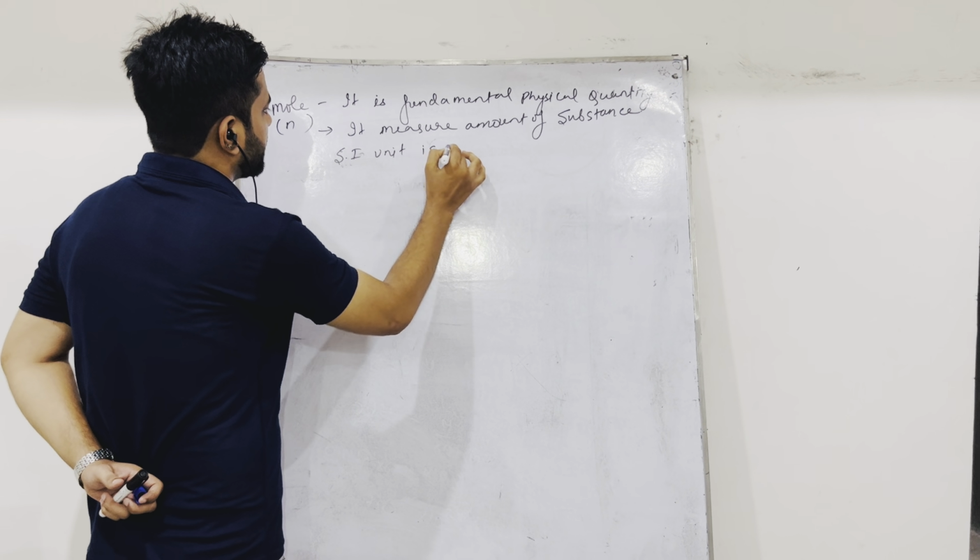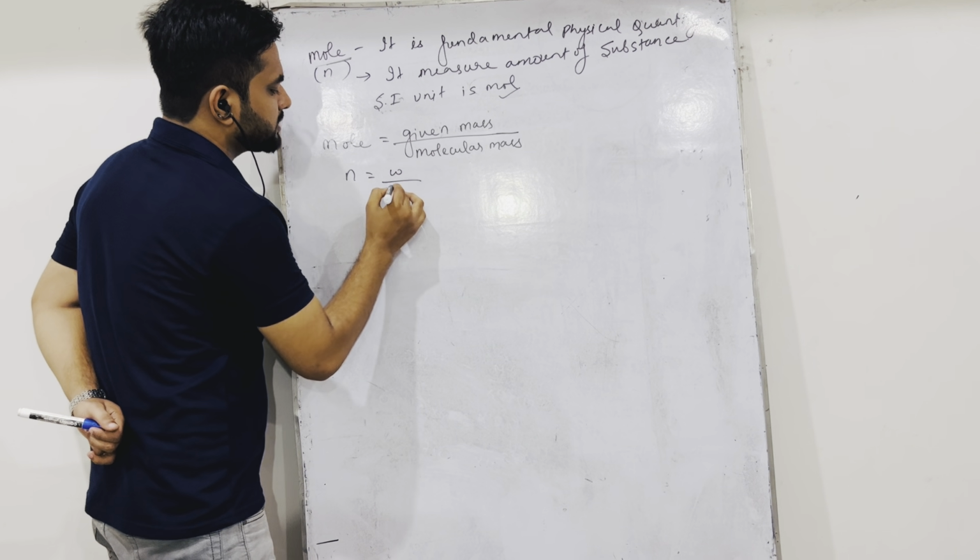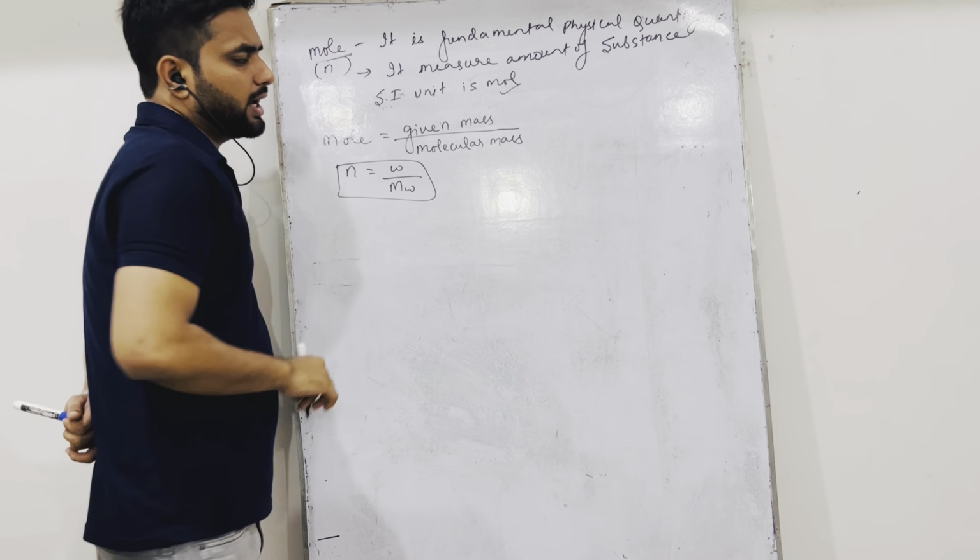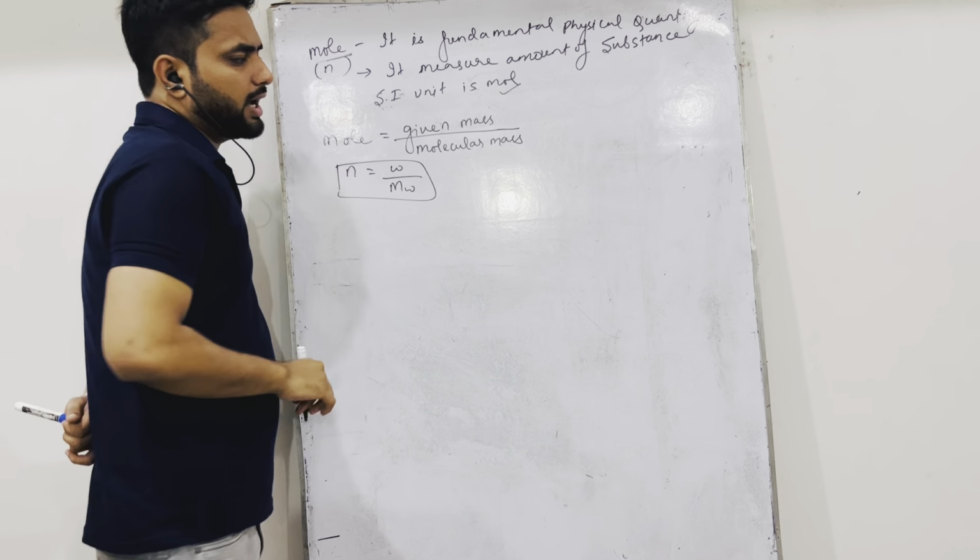We have to see the formula of mole. There are three formulas to find mole. Mole is equal to given mass upon molecular mass. Mole is represented by small n, given mass is W, and molecular mass is M. So n is equal to given mass divided by molecular mass.